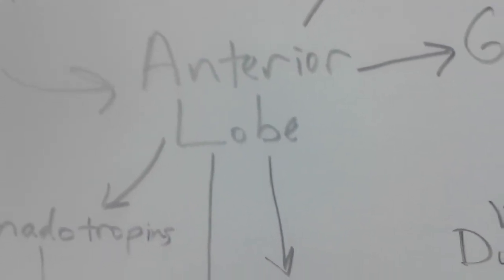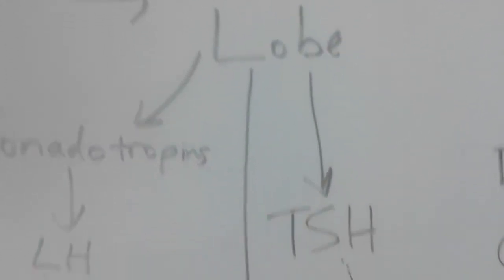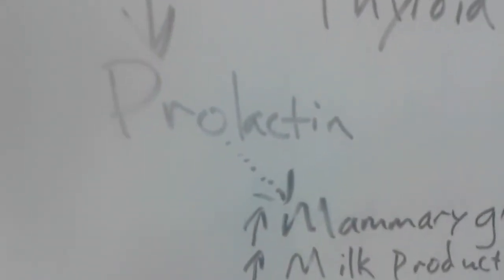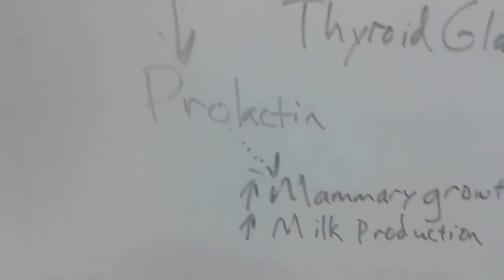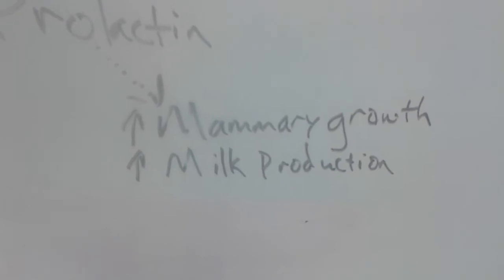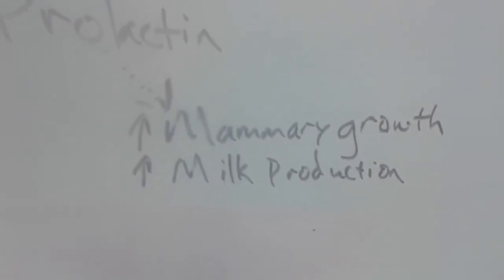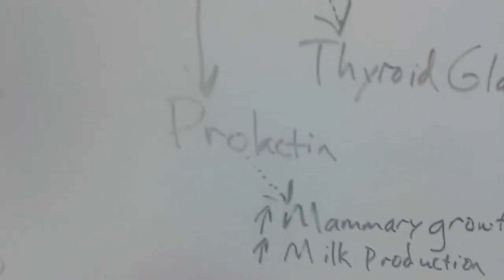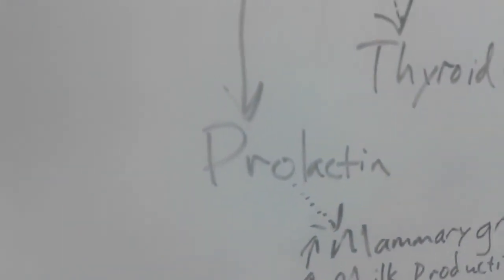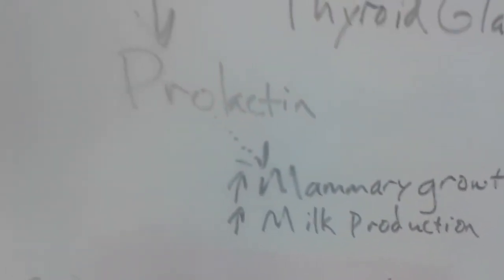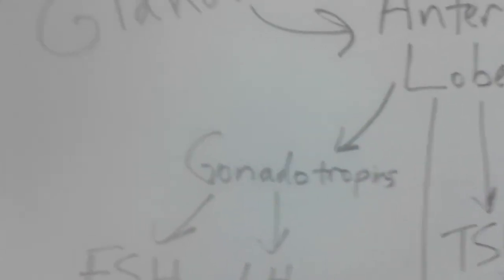So the anterior lobe, we can see that it produces thyroid stimulating hormone. We follow this long line down here. It produces prolactin. Prolactin stimulates mammary cell growth. So the mammary cells and tissues in the breast of the female increase. Also, milk production is increased there. So prolactin stimulates the female to increase milk production. Then we have gonadotropins. Remember what I said about tropins?